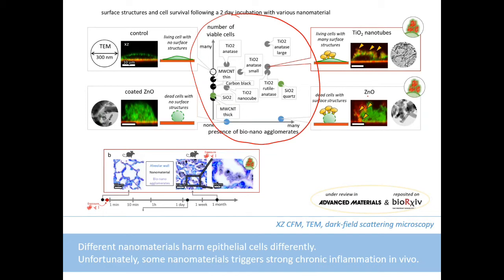Because in this phase space, you can see that this point allows us to study combination, so causal connections between agglomeration and survival of the cell. We actually use these tubes to study the mechanisms further.